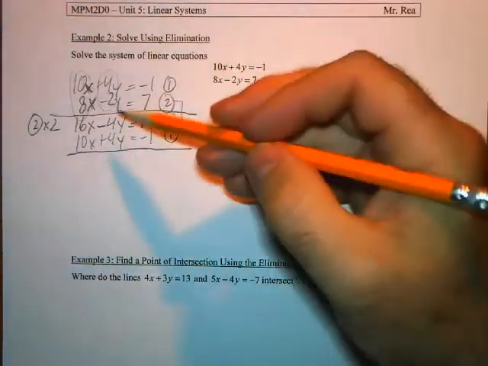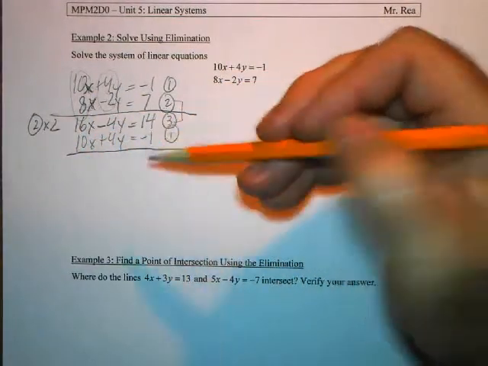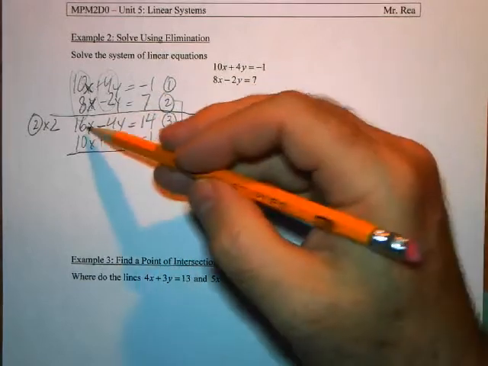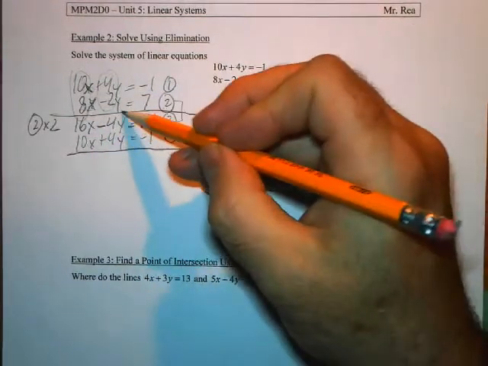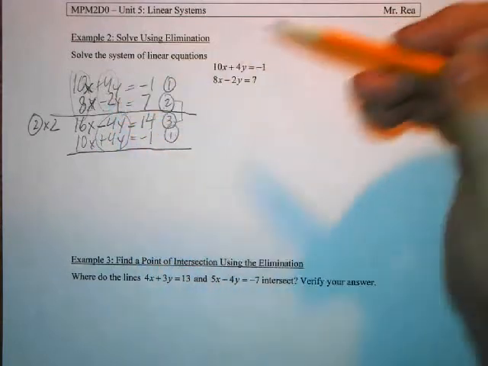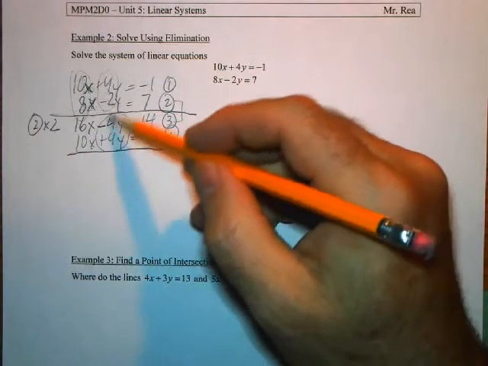Okay, and I like to do that because now the numbers are on top of each other here. I can actually compare them a little easier. So what do I need to do to get rid of the x or y? Well, we've already decided we're going to get rid of the y's by what we did in the previous step. When I add these together, it will get rid of the y's.